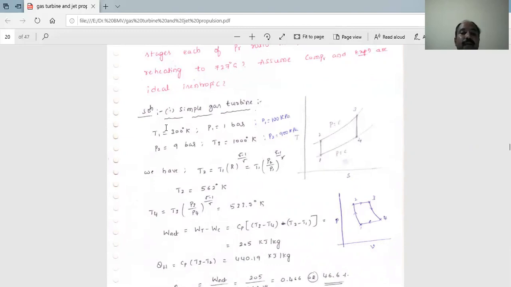Okay, then based on the data we have to write down the data. T1 is equal to 300 Kelvin, P1 is equal to 1 bar, P2 is equal to 9 bar, T3 is equal to 1000 Kelvin.